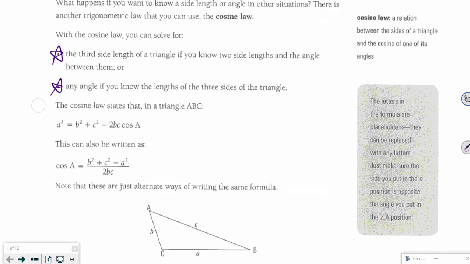So the cosine law states that in a triangle ABC, a squared equals b squared plus c squared minus 2bc cos A, and it can also be written as cos of A equals b squared plus c squared minus a squared over 2bc. So you're given these two formulas on your formula sheet. This version, the top one, is for solving for a side. This version is for solving for an angle.